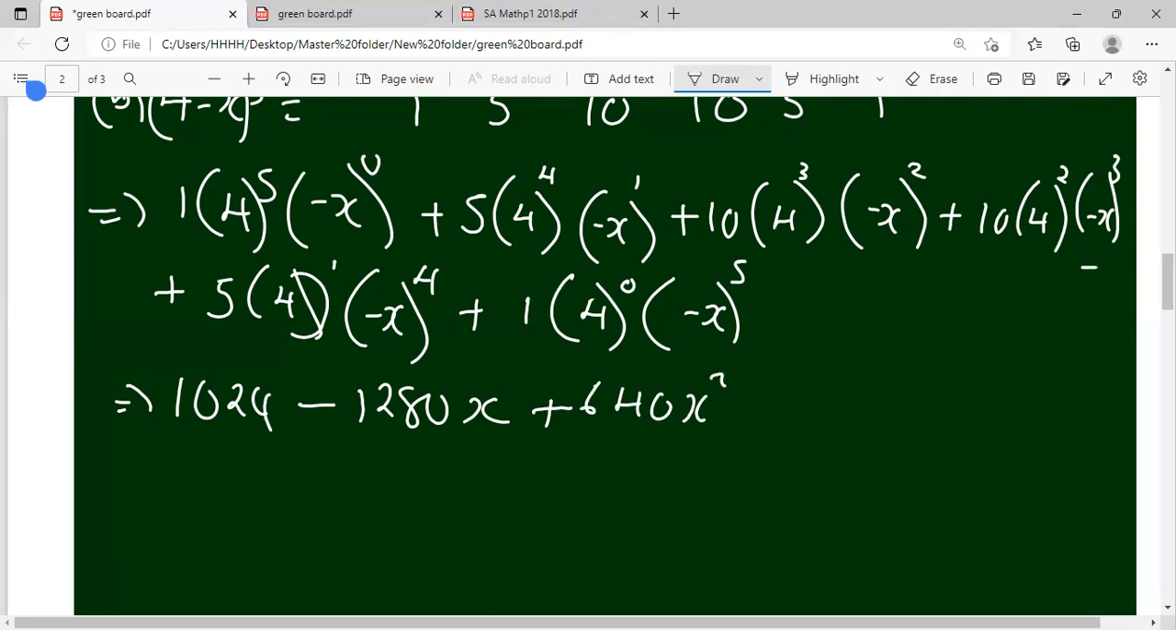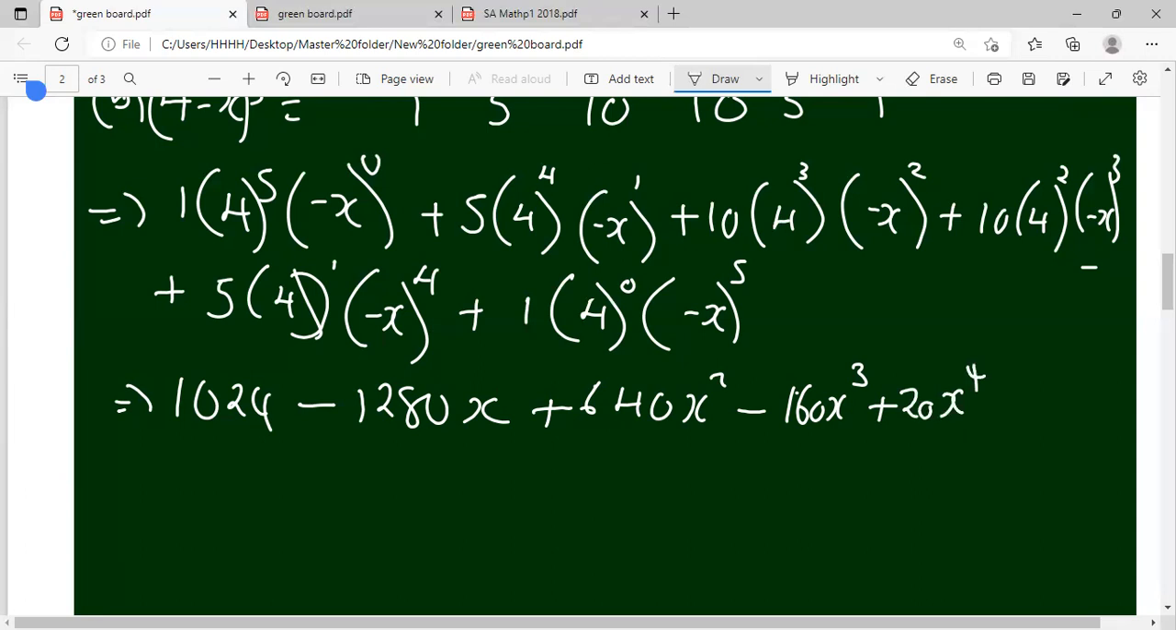Then when you look at this one, the power is odd, so the answer should be negative. Then you say 4 to the power 2 is 16, times 10. I've got 160x to the power 3. Here the power is even, so the sign will be positive. Then 4 to the power 1 is 4 by 5 is 20x to the power 4.